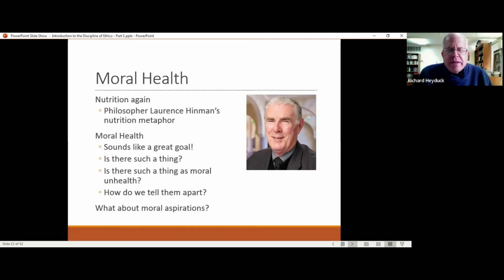Philosopher Lawrence Hinman has suggested that morality is similar to nutrition. I think that's a metaphor worth our consideration. Considering nutrition, can we say that the goal of taking in nutrients is health? Sure, there are likely other goals like taste, but surely health is something we'd want. But is there any such thing as health? Do we have a clear concept of what health looks like?